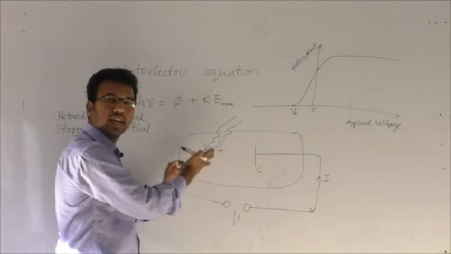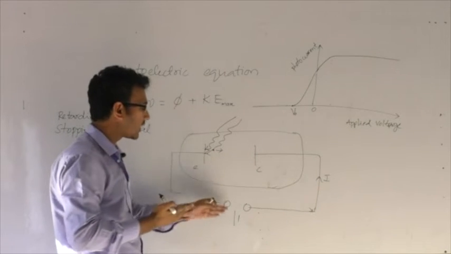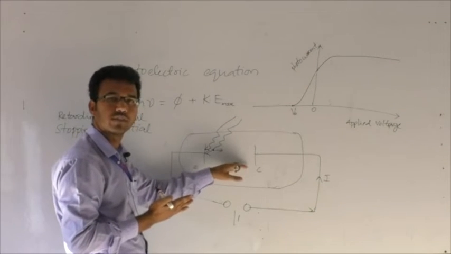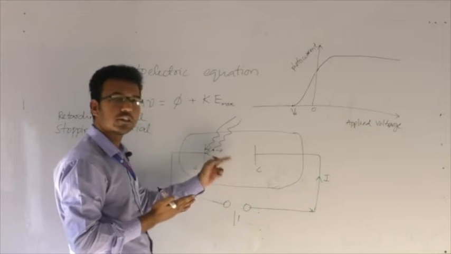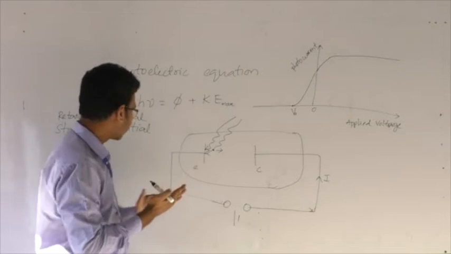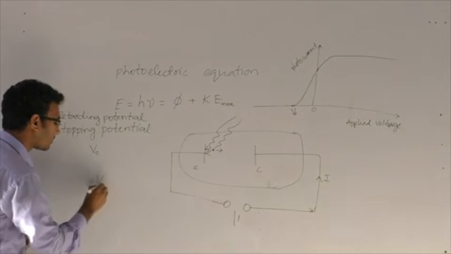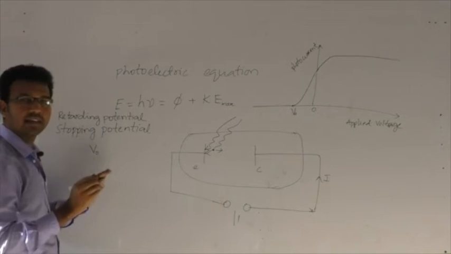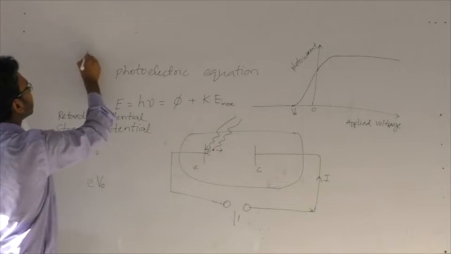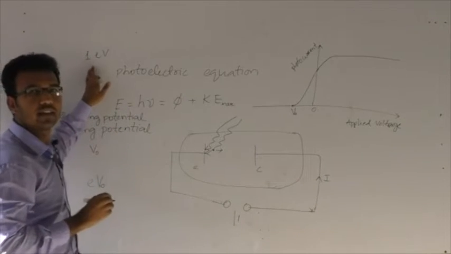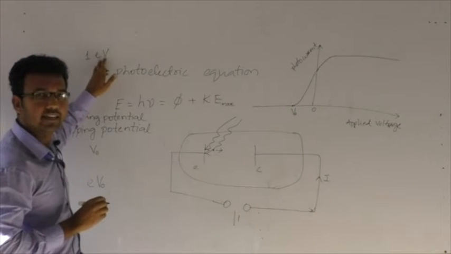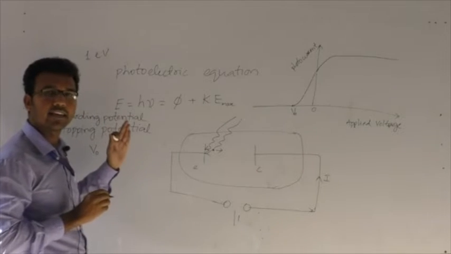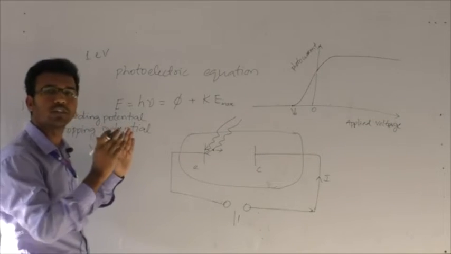Now what is the magnitude of that force, or what is the magnitude of energy of the electron? How much work is done by that retarding force? How do we calculate? It is just eV0. What is eV in general? 1 electron volt is the energy possessed by an electron when the electron is accelerated through a potential difference of 1 volt.